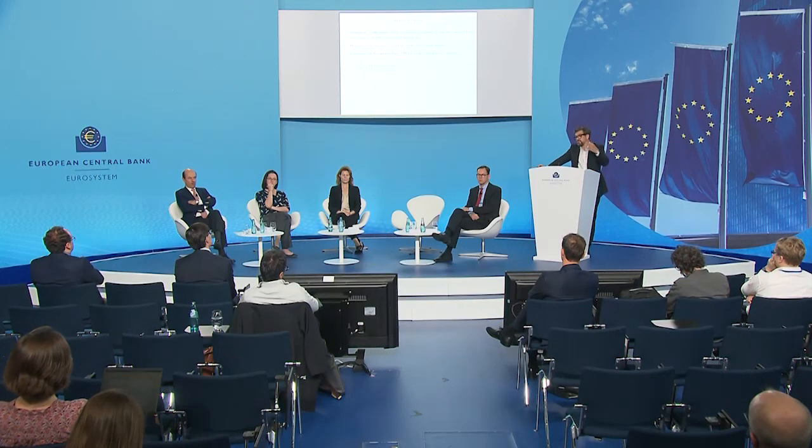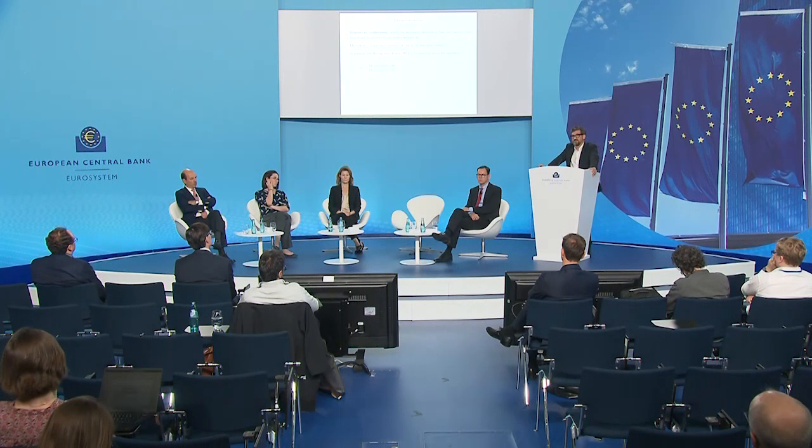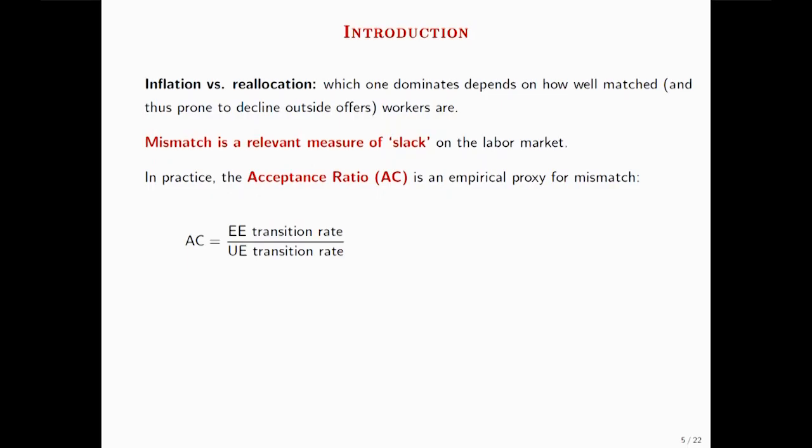So how do we measure mismatch? Mismatch is a concept that's easy to think about in a theoretical model, but in practice, how do we measure it? We're going to propose a proxy measure for mismatch, which we're calling the acceptance ratio, or the AC ratio. The AC ratio is just the ratio between the EE transition rate, EE standing for employer-to-employer transition rate, the rate at which employed workers move jobs without an intervening period of unemployment, divided by the UE transition rate, which is the rate at which unemployed workers find jobs.